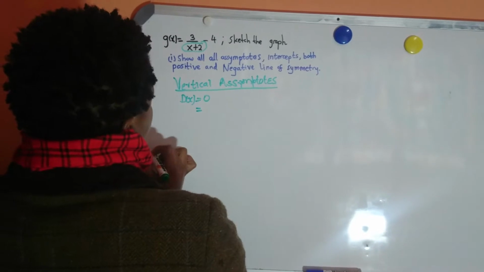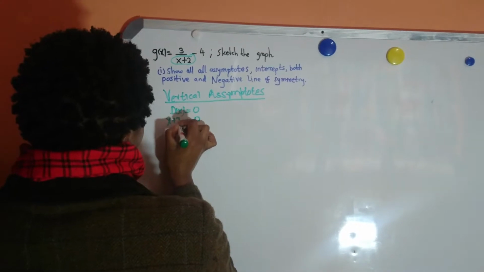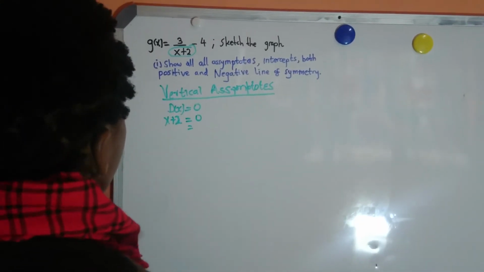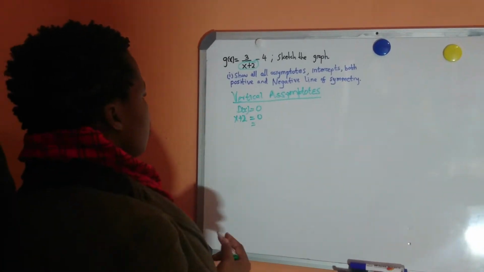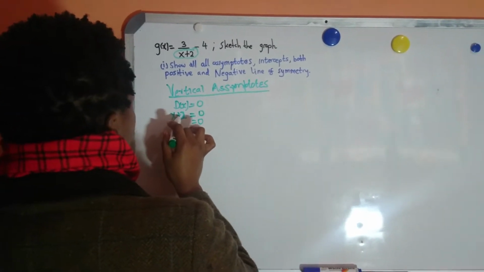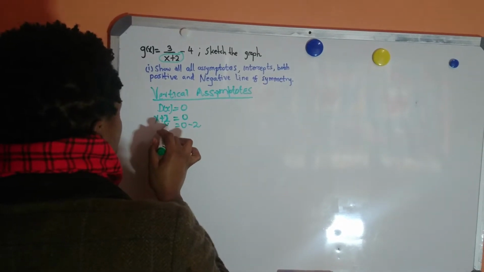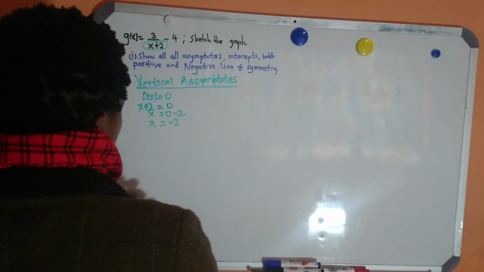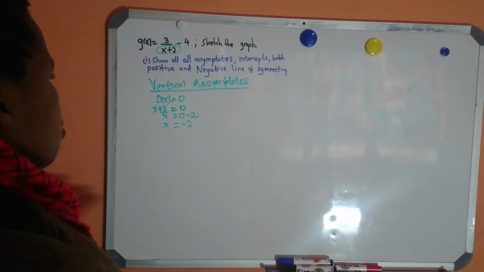The denominator is also x plus 2. In the numbers we take zero, and moving the positive 2 across it becomes negative 2. So the answer is x equals negative 2. What is that? Vertical asymptote.